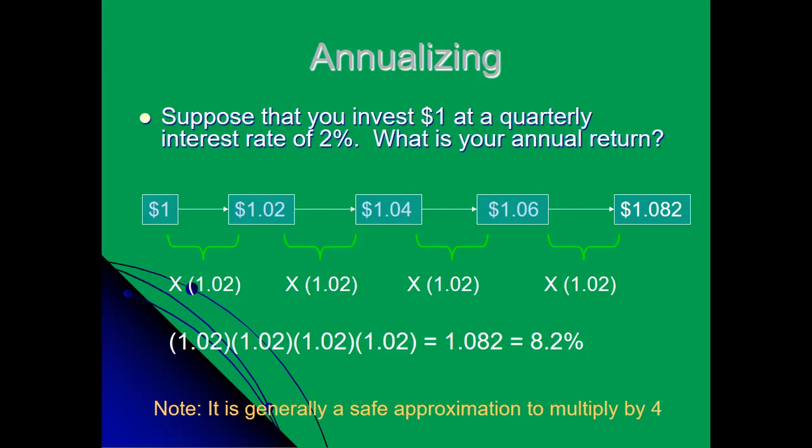So a while ago, again, interest divided by principal. So 0.082 divided by 1 equals 8.2%. So that's how we are going to get that.